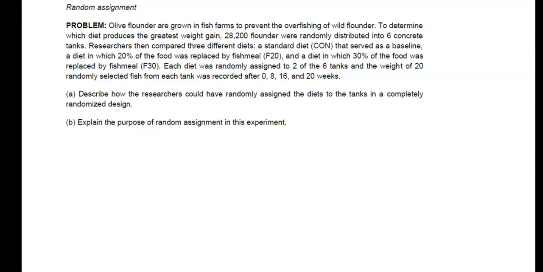Olive flounder are grown in fish farms to prevent overflowing of wild flounder. Determine which diet produces the greatest weight gain. 28,000 flounder were randomly distributed into 6 concrete tanks. Researchers then compared 3 different diets: a standard diet, which is there for control; a diet in which 20% of the food was replaced by fish meal; and a diet in which 30% of the food was replaced by fish meal. Each diet was randomly assigned 2 of the 6 tanks, and the weight of 20 randomly selected fish from each tank was recorded at 0, 8, 16, and 20 weeks.